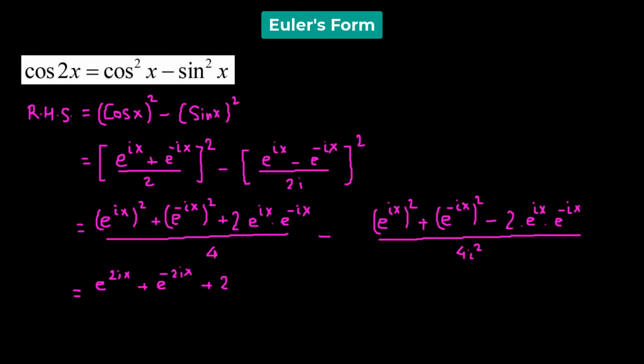Now since e raised to the power of ix is the conjugate of e raised to the power of negative ix, the product will be equal to 1, divided by 4, minus e raised to the power of 2ix plus e raised to the power of negative 2ix minus 2, divided by i squared, which is negative 1, so we have negative 4, so that will make it positive.